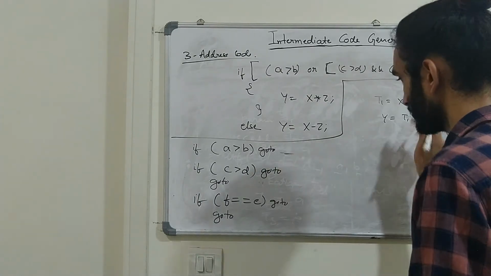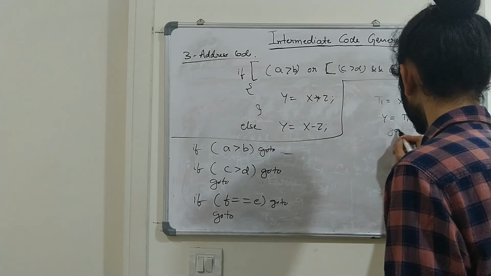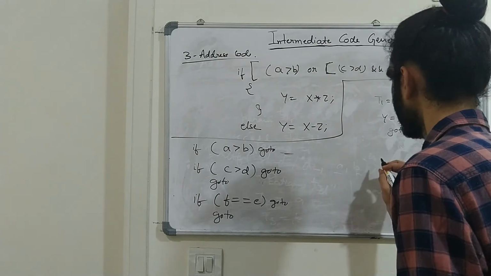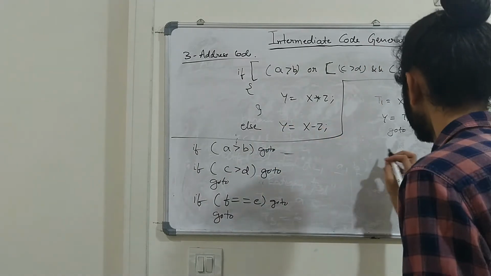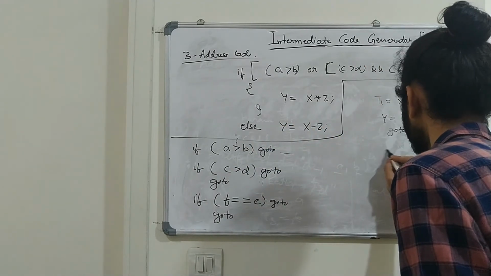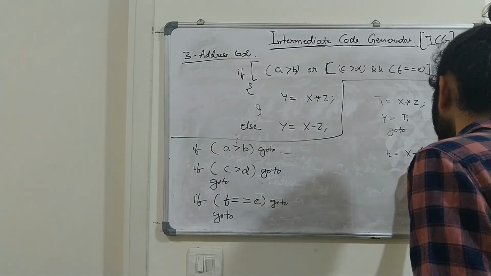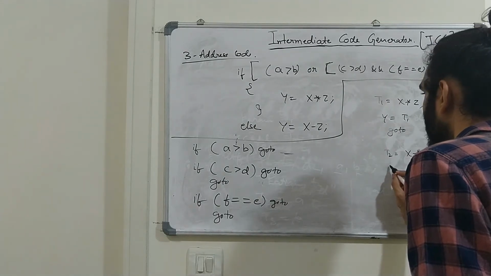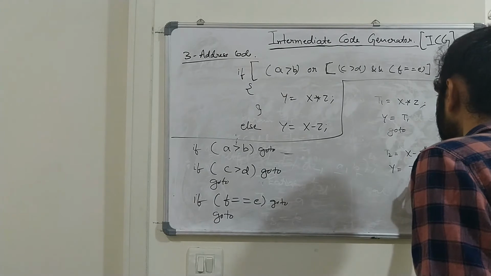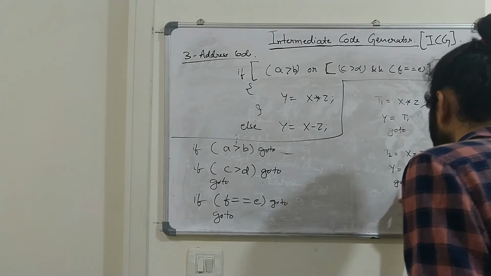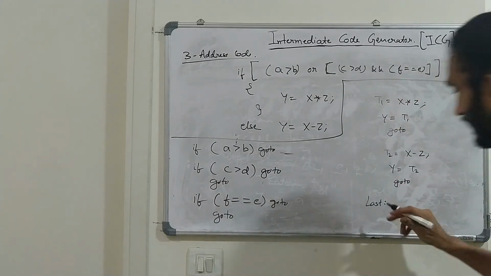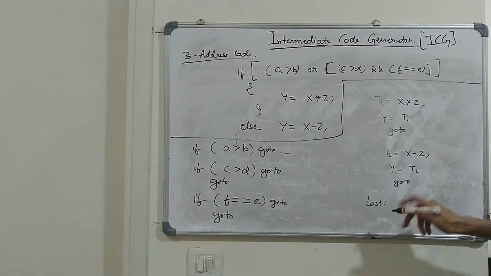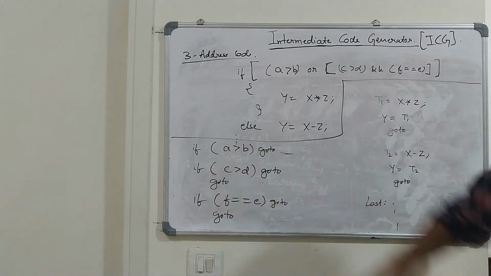Okay. In here also, after executing this, I need to go to some place, like coming in here. I don't want to execute this, right? So again, the same thing here. T2 is equals to x minus z. Y is equals to T2. And again go to. And I know for sure that there is going to be a label in here at the last, which is going to indicate the end of this process.